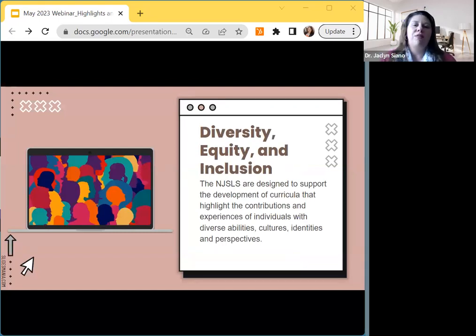The other thing is there's obviously a big push for diversity, equity, and inclusion. So you will see a lot of changes; even though some of the concepts may stay the same, they definitely have changed the wording in a lot of the standards to make sure that we're highlighting the contributions of people with diverse abilities, cultures, and perspectives. There's also a big push for technology integration, and I think that is coming off of COVID. They want to make sure that we are using multiple means of media to be teaching. So you'll definitely see some integration of that as well.